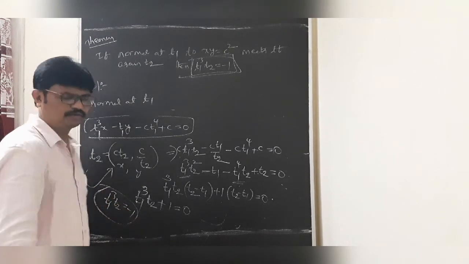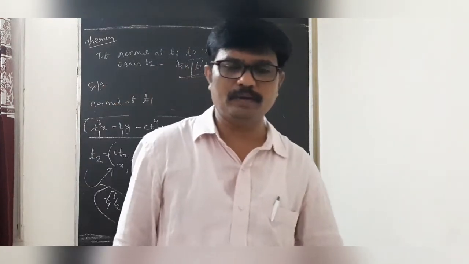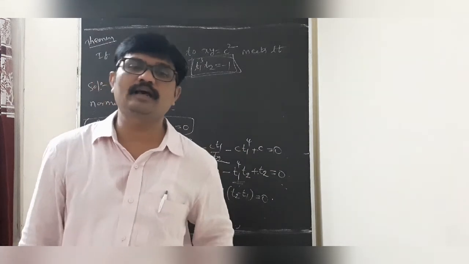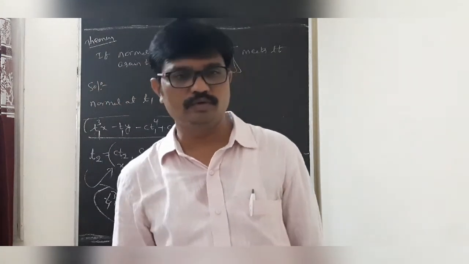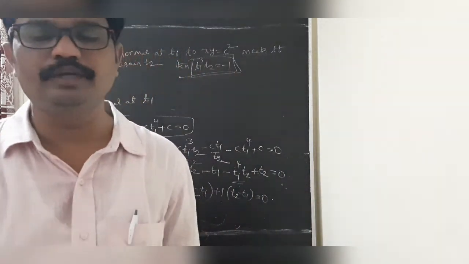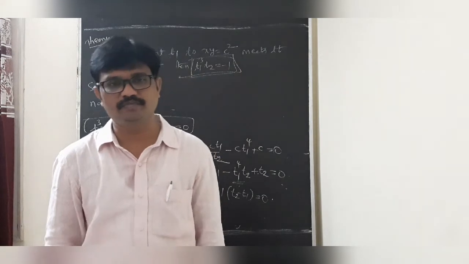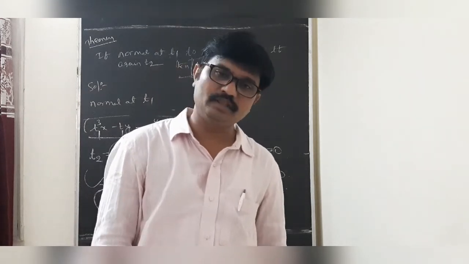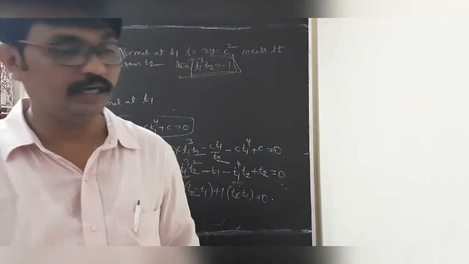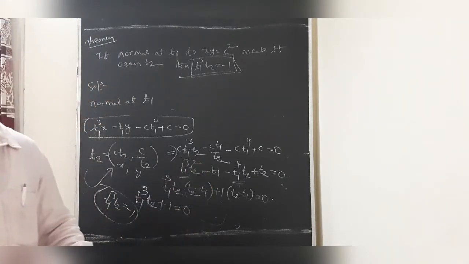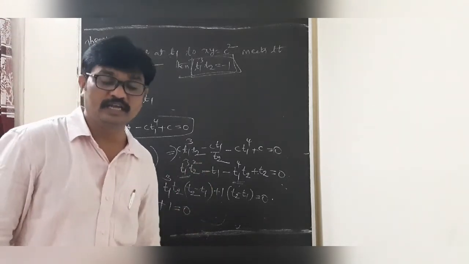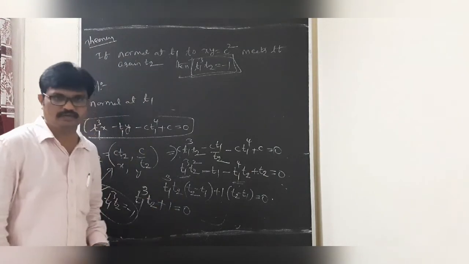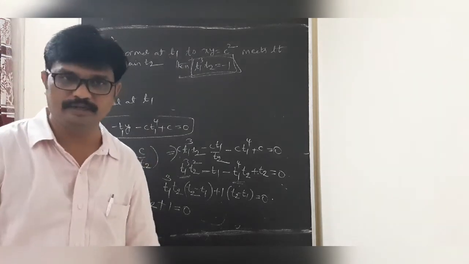Dear students, we have to know that in a parabola, the normal at t₁ to the parabola y² = 4ax meets again at t₂, where t₂ = −t₁ − 2/t₁. If the normal at t₁ and t₂ meets again at t₃, then t₁t₂ = 2. But here, the normal at t₁ to the rectangular hyperbola xy = c² meets again at t₂, then t₁³t₂ = −1. This is also a very important notation.